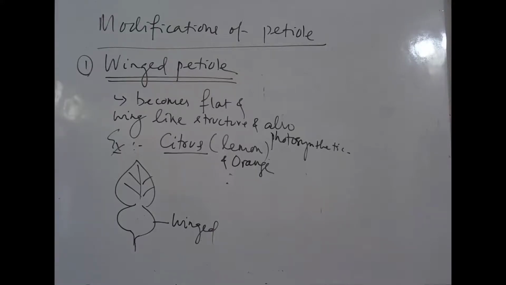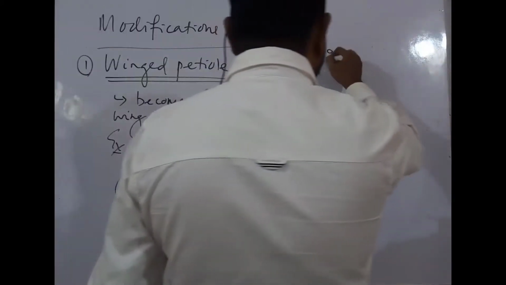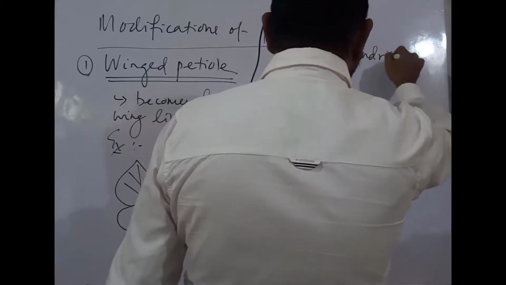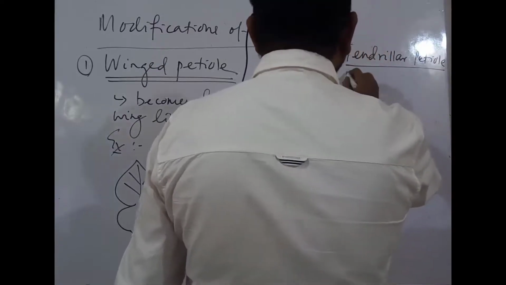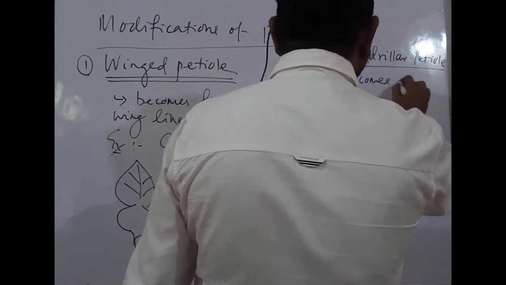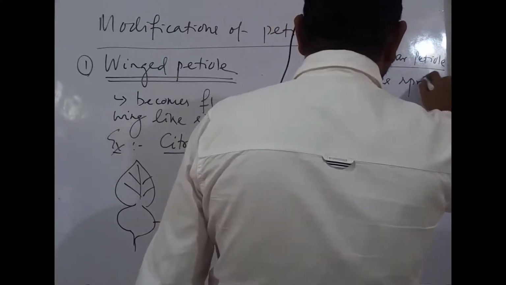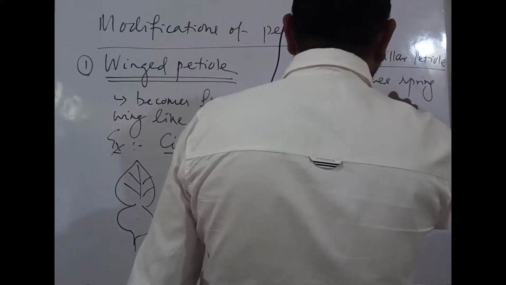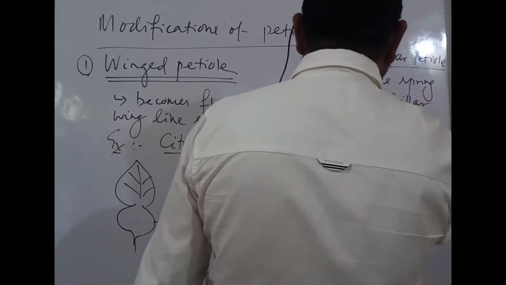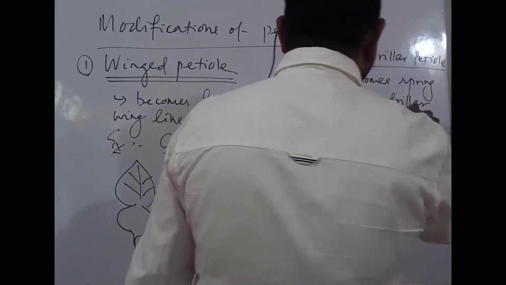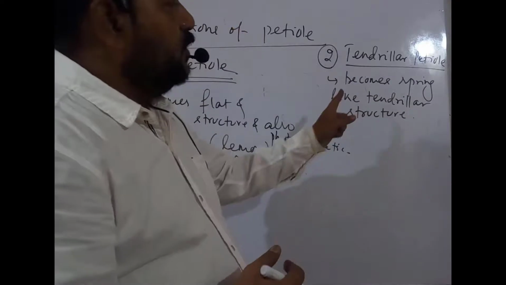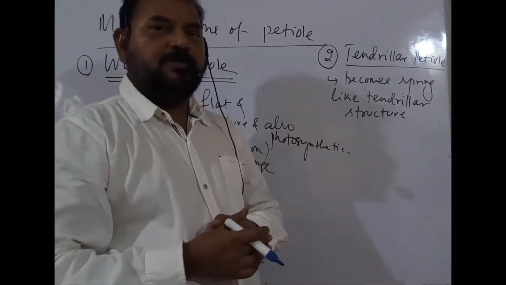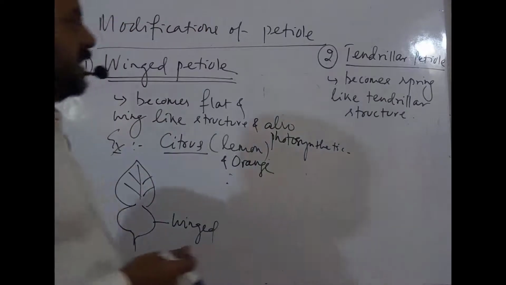After that, tendrilar petiole. Number 2 is tendrilar petiole. So petiole becomes a spring-like tendrilar structure. All of you know that the spirally coiled spring-like structures are known as tendril. So here petiole becomes a spring-like spirally coiled structure, that becomes tendril, or it is called tendrilar structure.